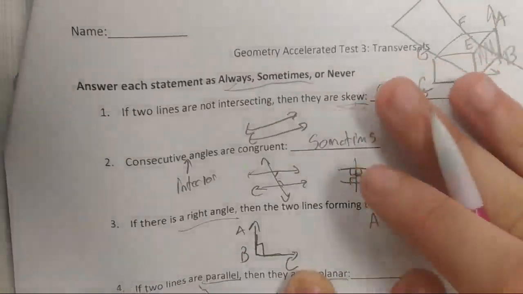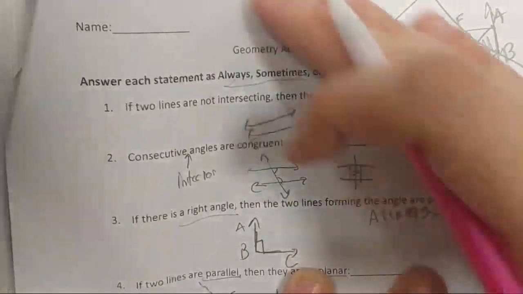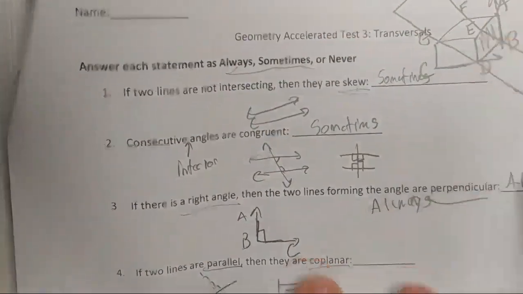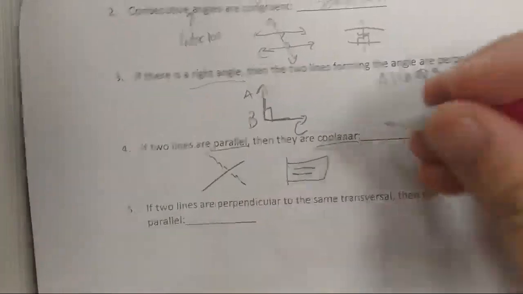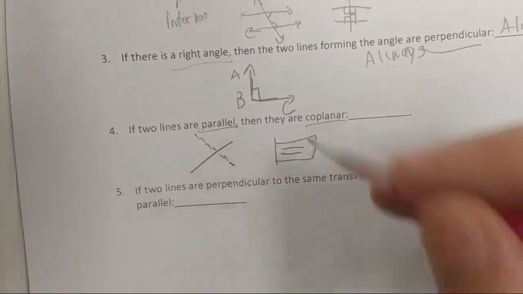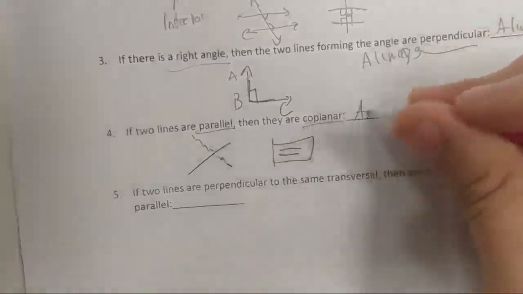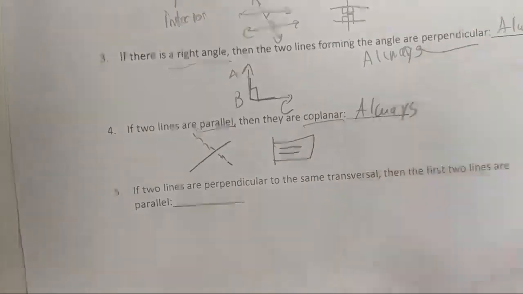So because you can make a plane that cuts the box in half diagonally, they are actually coplanar. There is a plane that fits both of them. What's more important though is that parallel is, by definition, coplanar. So because by definition, it's always true.